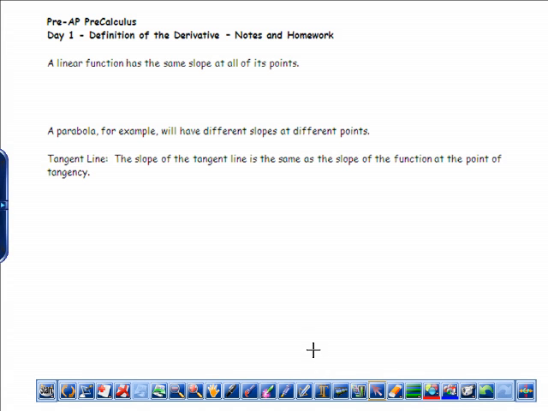Okay, so this is the video lesson for day 1 of derivatives. Let's first recall how we do linear functions and their slope. Now a linear function has the same slope at all of its points, and this is the slope. If you remember, the most basic definition of slope is change in y, which we denote with delta y, over change in x, which is delta x.